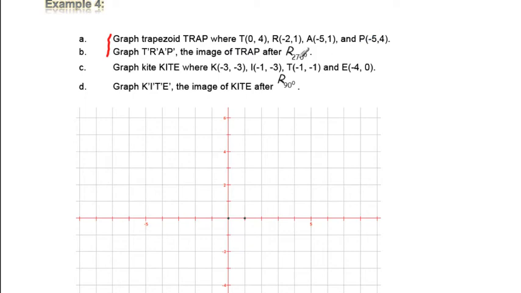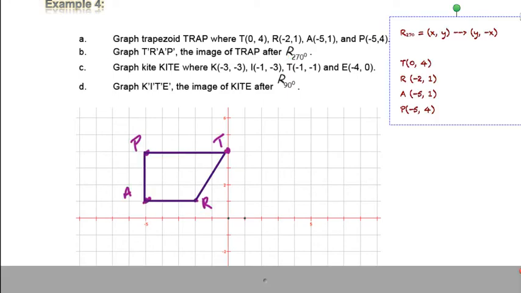All right, so graph trapezoid TRAP. We have the coordinates here. We want to rotate it 270 degrees and see what that looks like. Okay, so here's the graph of TRAP. You might have to pause the video and make sure you have it down there nice and straight. And the rule for 270, we just dealt with that, you get (y, -x). All right, so that means that T is going to go to 4, -0, which is just 0.